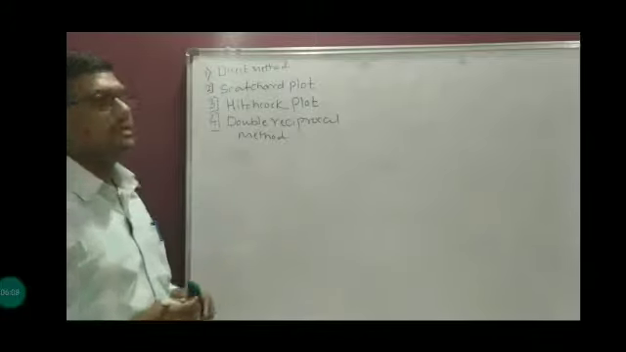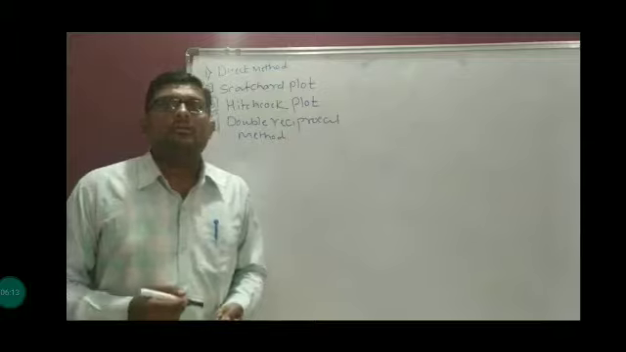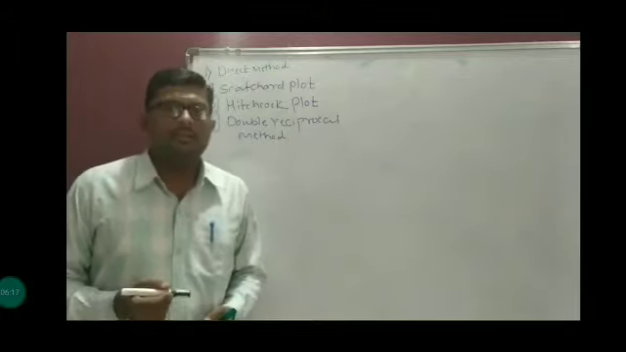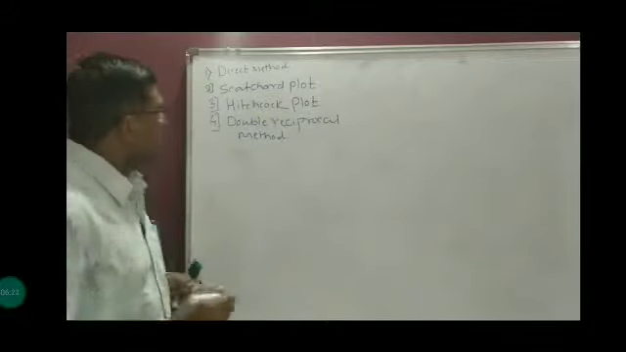Now first we will see the direct plot method. It is a simple method. It is a simple plot which can be made by plotting R versus concentration of D. So here first we will see the last equation.